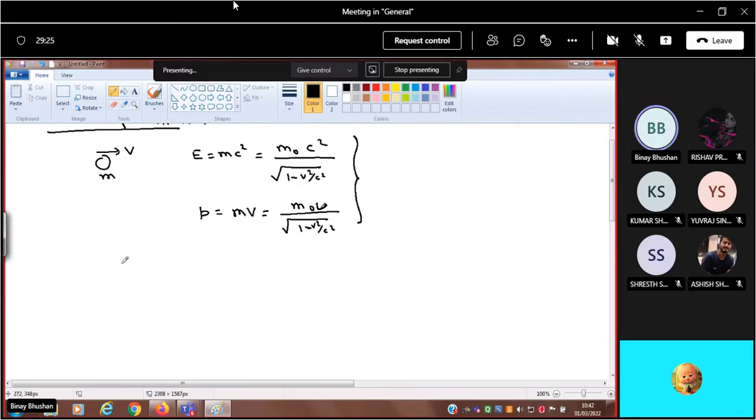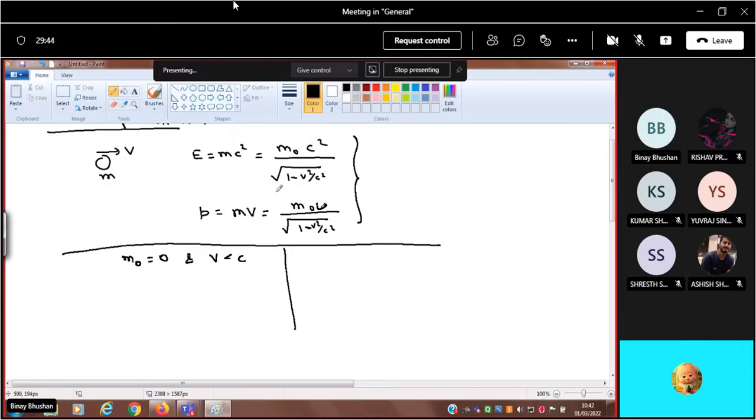Now consider two cases here. One case is that the rest mass of a particle is 0, and this particle is moving with speed less than c. समझे? I am considering a particle whose rest mass is 0. Rest mass is 0 means that it is a massless particle having no mass. Right? Clear hai?